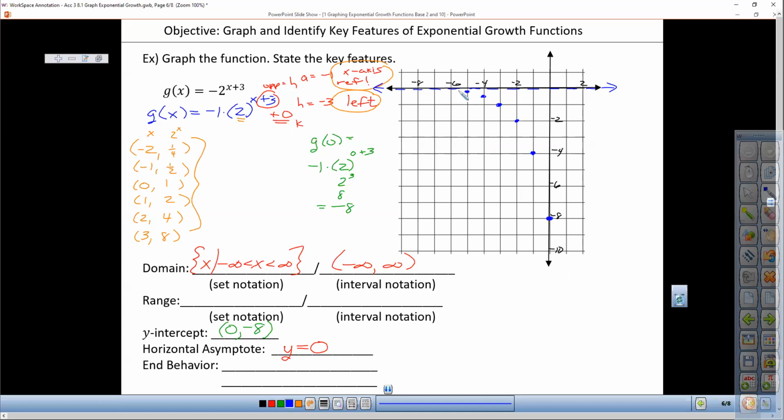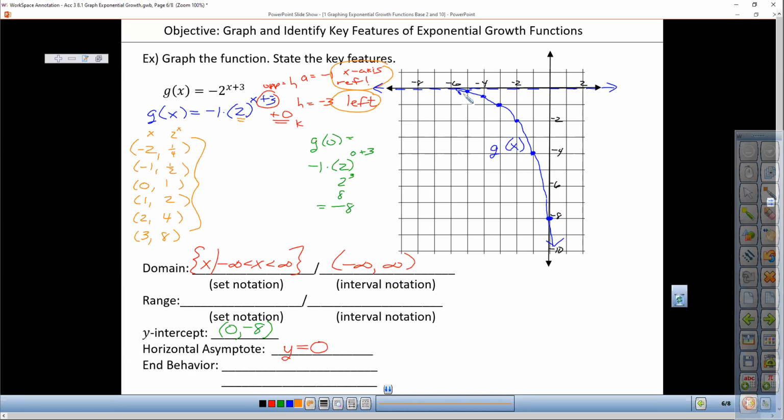Then I want to, of course, draw my curve. So here I'm towards my asymptote. And whoops, let's try to get that a little better. Like so. So there's our g of x this time. So now I'm going to finish up my key features, the range, and the end behavior.